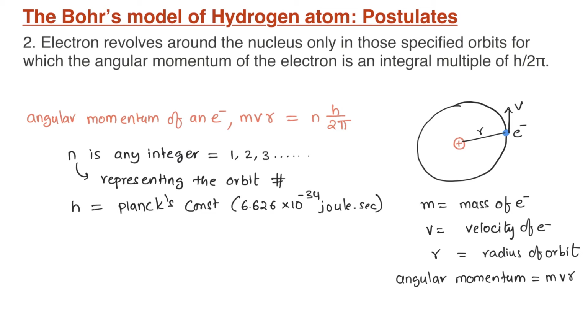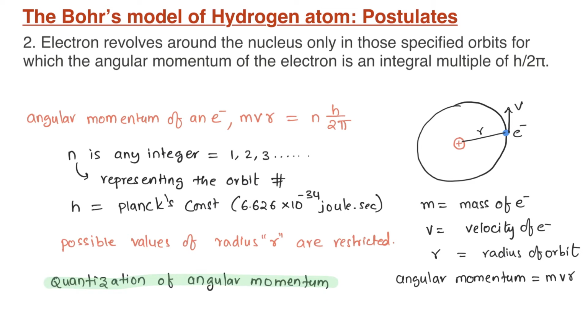Let me break this down further. The first postulate says that the electron revolves in orbits with fixed radius. These orbits are not only fixed, but the possible values of this radius are also restricted. That is, the electrons cannot revolve in orbits with any radius they want to. They can only have certain discrete values of radius in which the angular momentum of the electron is an integral multiple of h over 2 pi. This is called quantization of angular momentum.